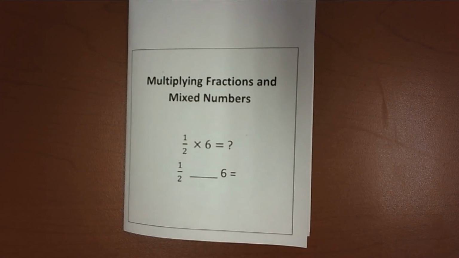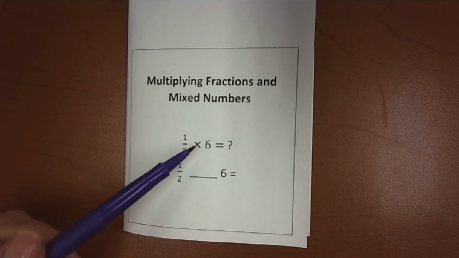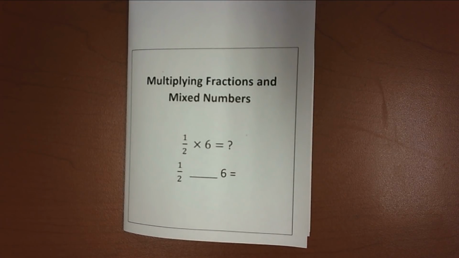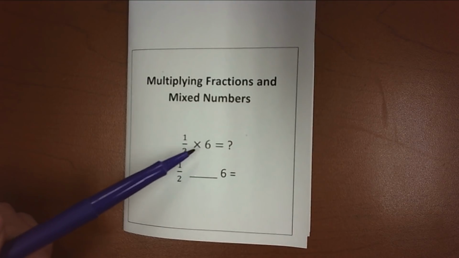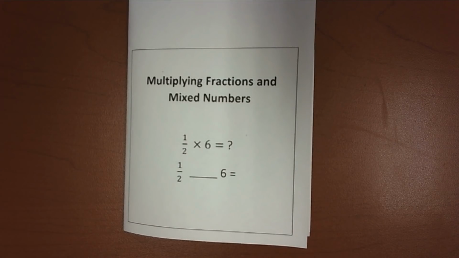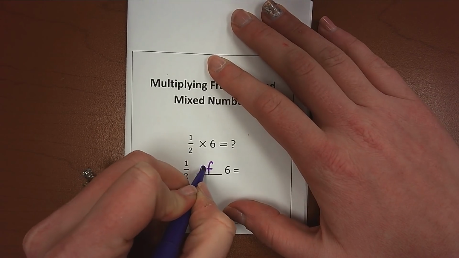Today we're going to be working on multiplying fractions and mixed numbers, and so the first thing that we have to think about is 1/2 times 6. What I like to do is think of a word that we use to represent the operation multiplying, and when we do that, we get 1/2 of 6. Of is one of those words that tells us to multiply.